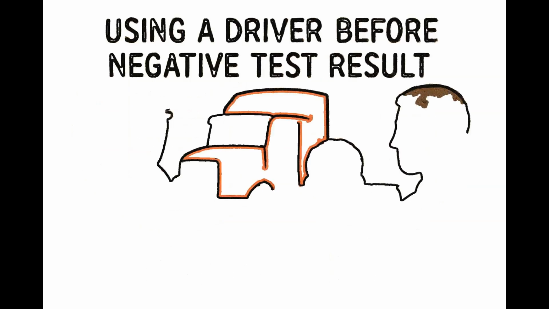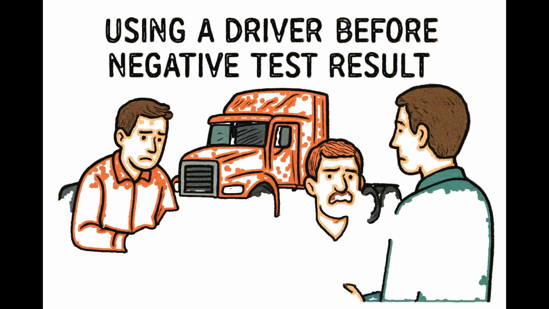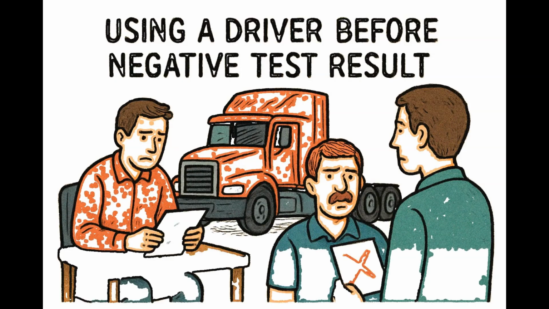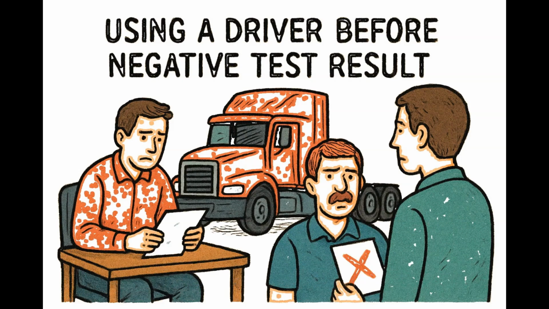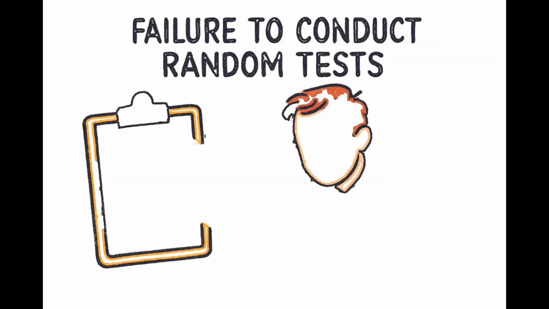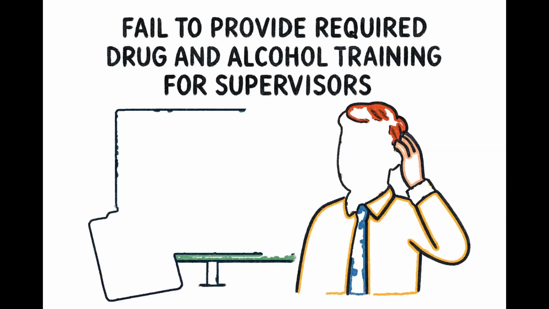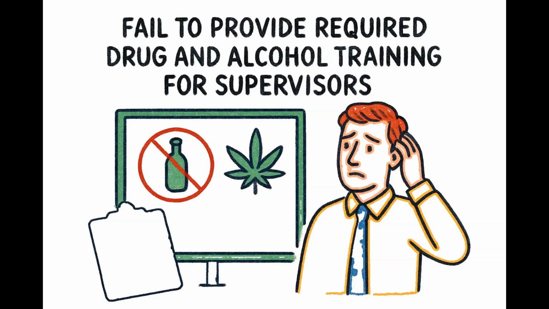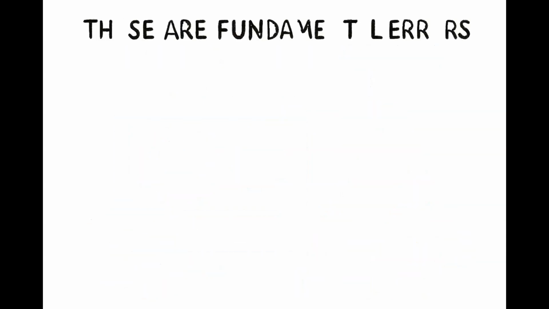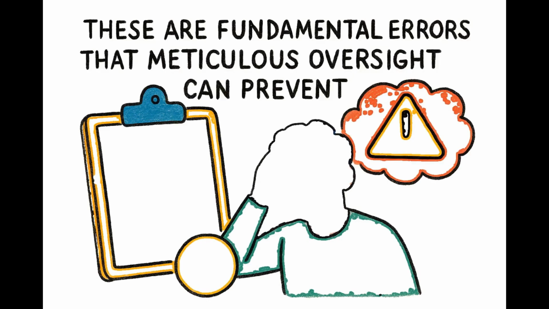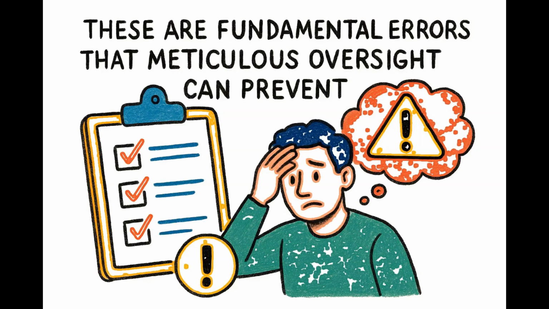A surprisingly common and costly mistake is using a driver before receiving a negative pre-employment test result. Another is failing to conduct random tests at the required rates for the year. And finally, a frequent violation is failing to provide the required drug and alcohol training for supervisors. These are fundamental errors that meticulous oversight can prevent.